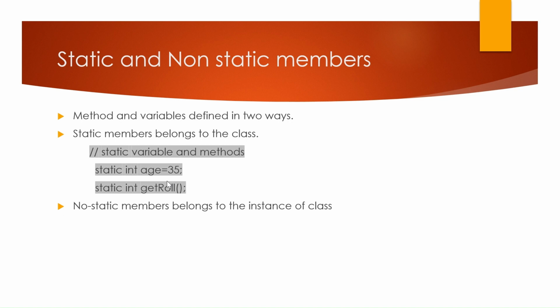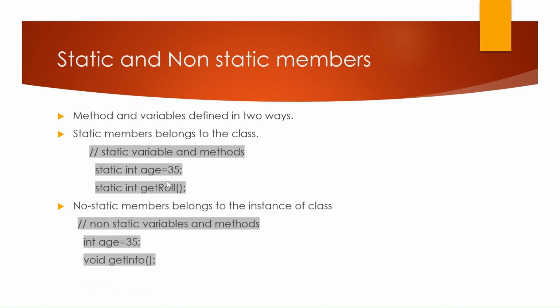Now non-static members belong to the instance of the class, like when we create an object of that class. We haven't seen the creation of objects, but we will see it in coming modules, that is object collaboration and all, and we will see it there. So non-static members are defined without any static keyword, then it is a non-static variable or method. Fine. Now let's go. Next is operators.